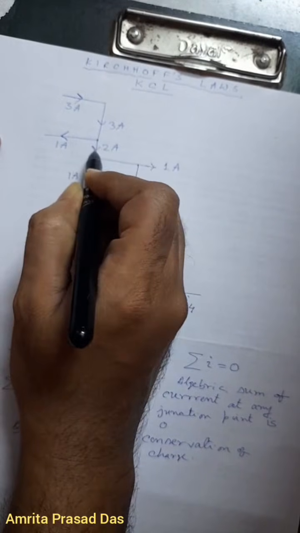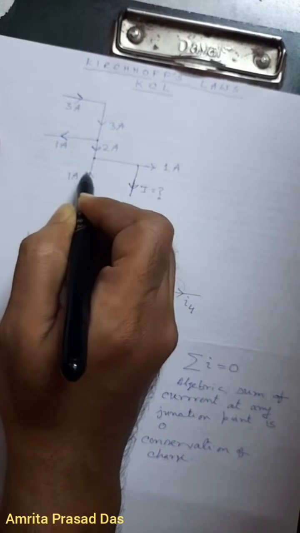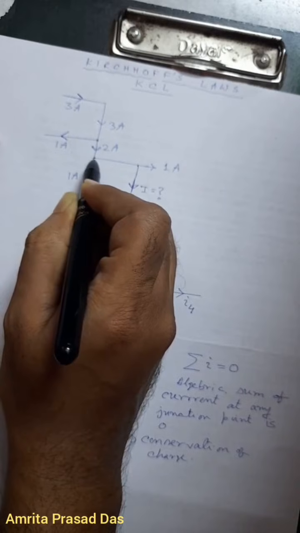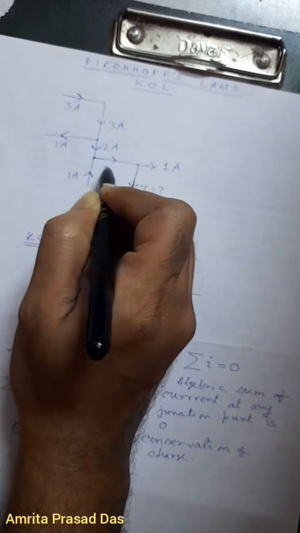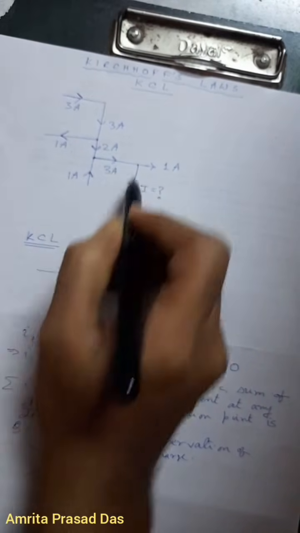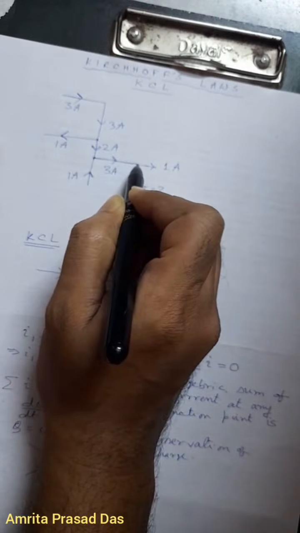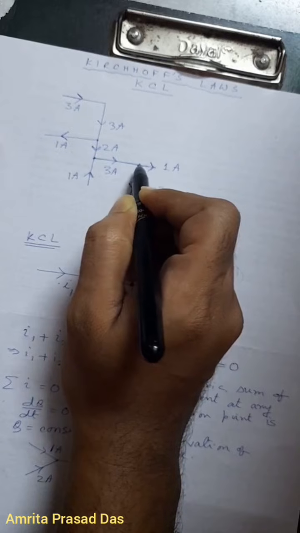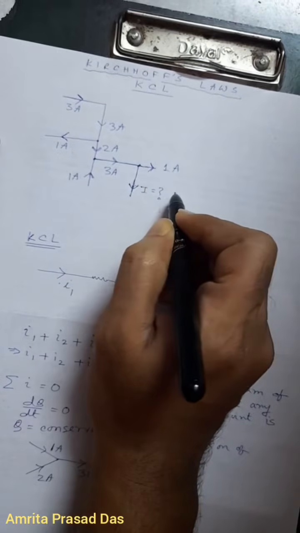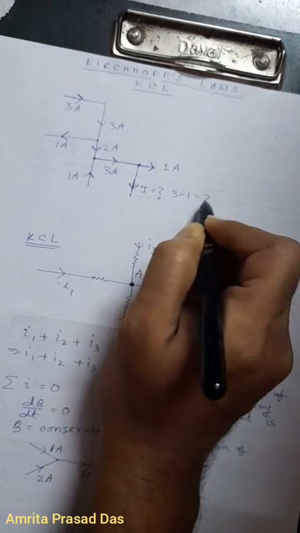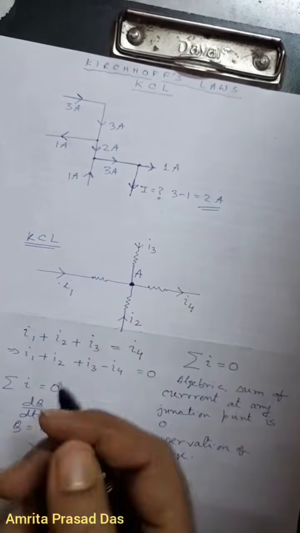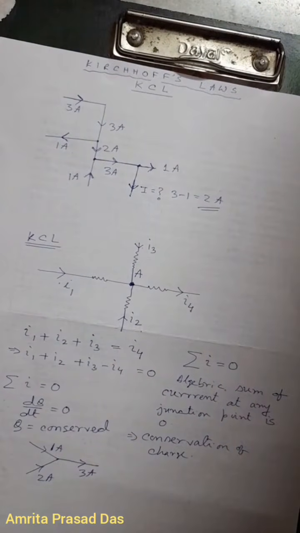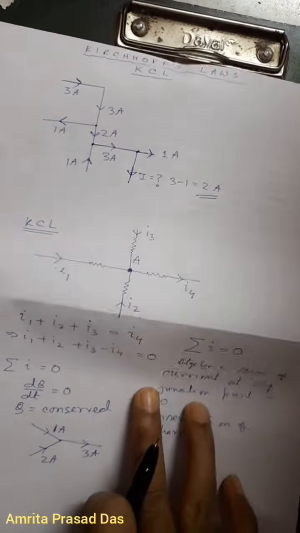Now 2 ampere current is going towards the point, 1 ampere current is moving towards the point, hence we get 3 ampere current here. Now 1 ampere current is going away from this point, therefore there must be 3 minus 1, this is equal to 2 ampere current. So this one is very simple. This type of problems may appear in the exam from KCL and you can solve it very easily.